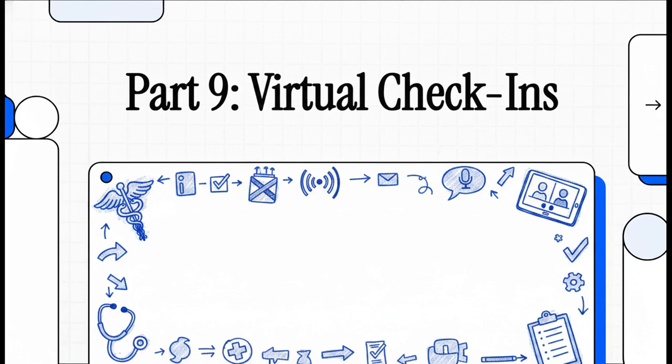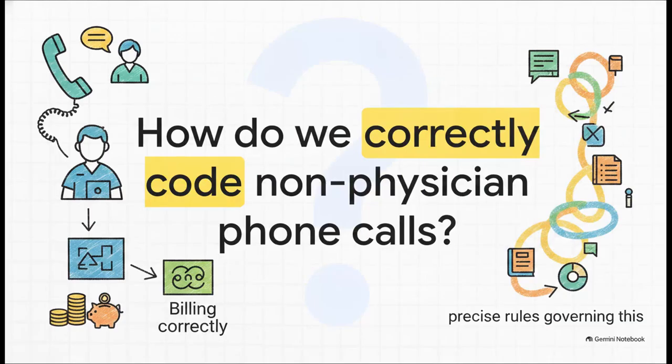Getting this right is absolutely essential if you want to stay compliant, get accurate reimbursement, and avoid those dreaded claim denials. So the big question we've got to ask ourselves today is this: how do we actually capture and correctly code medical discussions handled over the phone by non-physicians? Think about it. When a patient calls in and spends meaningful time discussing their care with a clinical staff member who isn't a doctor, that time and expertise need to be accounted for. But the rules governing this, they are surprisingly strict.